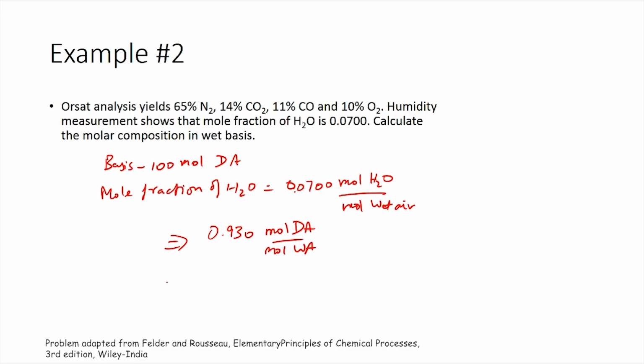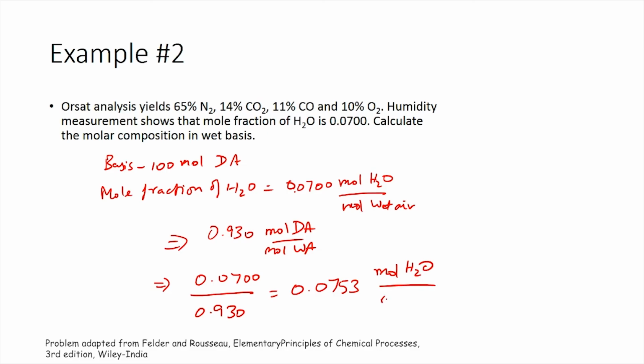So, using this we can calculate the mole ratio of water to dry air. So, which would be 0.0700 divided by 0.930, giving you a value of 0.0753 moles of water per mole of dry air.